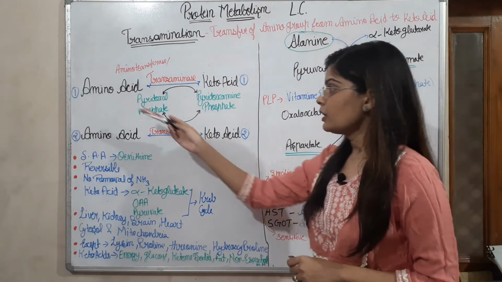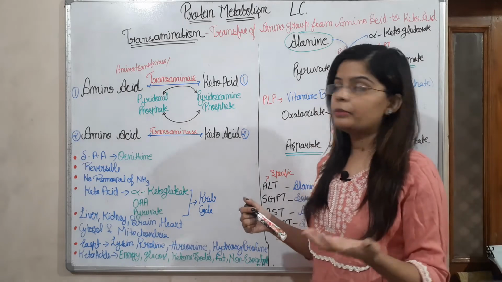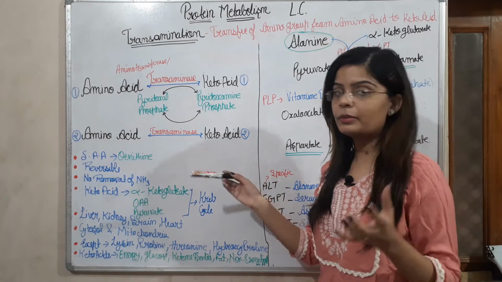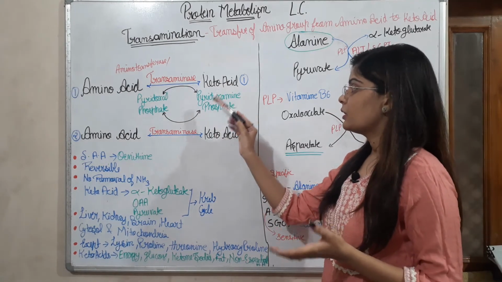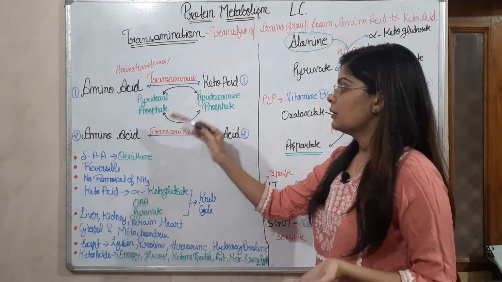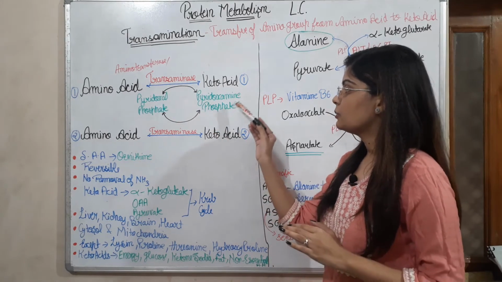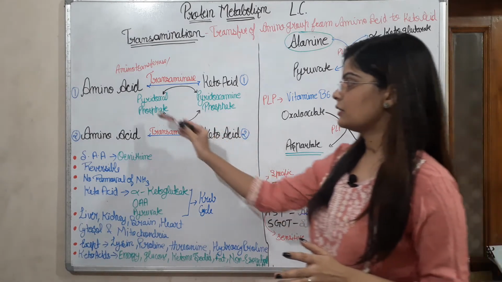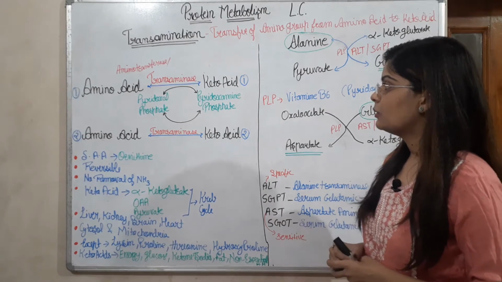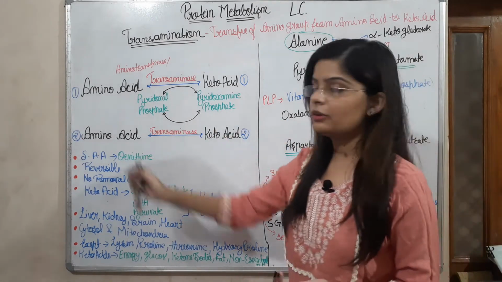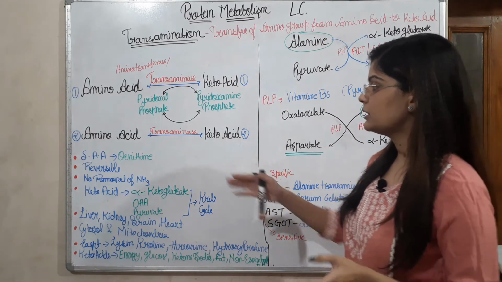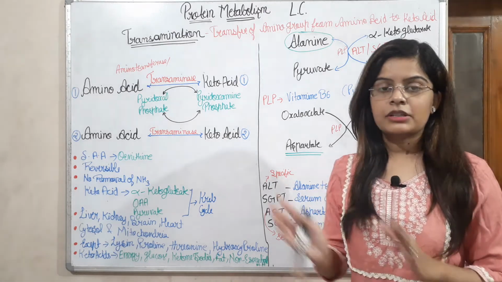And here, when the amino acid gives its amino group, the pyridoxal phosphate is getting that amino group and giving it to the keto acid. This is a reversible process. Pyridoxal phosphate is converting into pyridoxamine phosphate, and again it is converting into pyridoxal phosphate. So here the keto acid is now forming a new amino acid, and the remaining keto acid is here. In this way it is a reversible process.